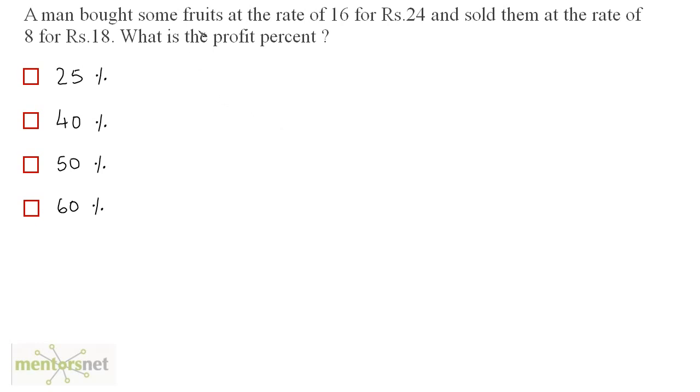Well, the man bought these fruits at the rate of 16 for 24. So we have the cost price of 16 fruits, which is 24. So CP of 16 fruits is equal to 24. And we also have the selling price of 8 fruits, which is 18. Now to calculate the profit, we will have to take into account the cost price of 8 fruits, not 16 fruits. So the cost price of 16 fruits is 24.